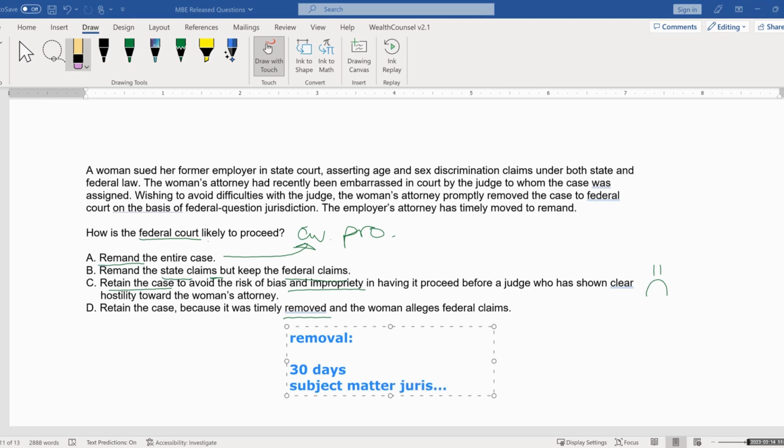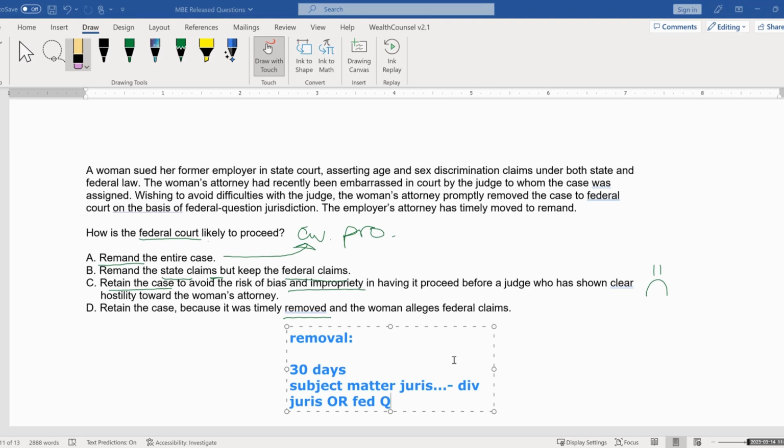The federal court would need to have subject matter jurisdiction in order for them to have the ability to listen to a case that's properly removed. And subject matter jurisdiction would be first, either you have diversity or a federal question. So that really helps with thinking that these would be things that you will be looking for.